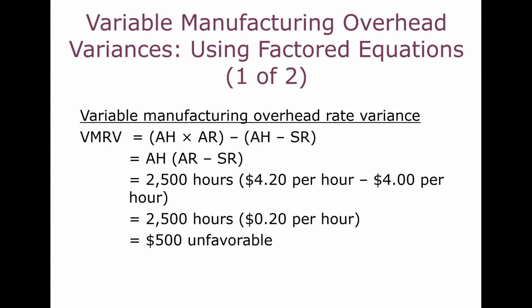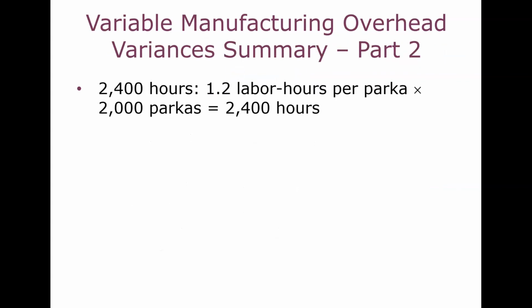You can get the same answers using the equations. Take the difference between your actual hour rate and your standard hour rate and multiply it by your actual hours. The 20 cents difference times your actual hours, and that's where you get your $500 unfavorable variance.